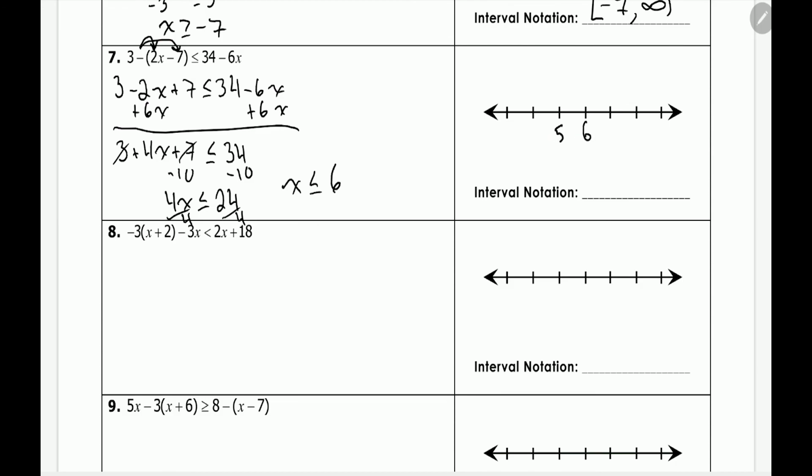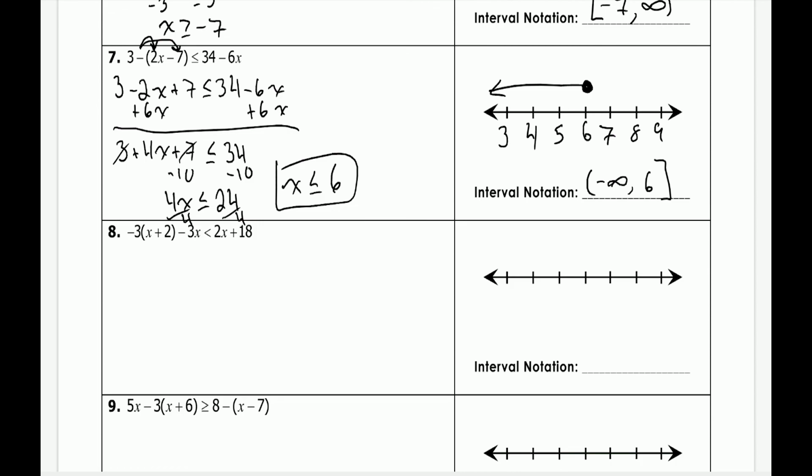Let's put 6. That's 5, 4, 3, 7, 8, 9. At 6, do we have an open or closed circle? This one's a closed circle. And should I shade to the left or to the right? Well, where are the numbers that are less than or equal to 6? They're to the left. So I have a line going to the left. So that means my answer is going to be parentheses, negative infinity, comma, 6. And should I have a bracket or parentheses? Well, since it's a closed circle, I have a bracket. And that's it for number 7.